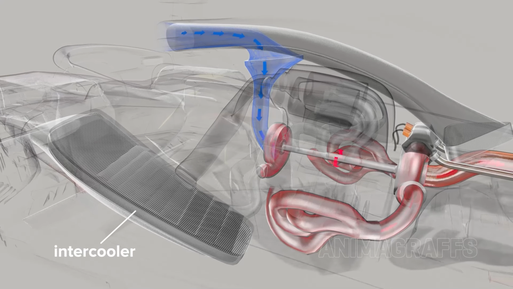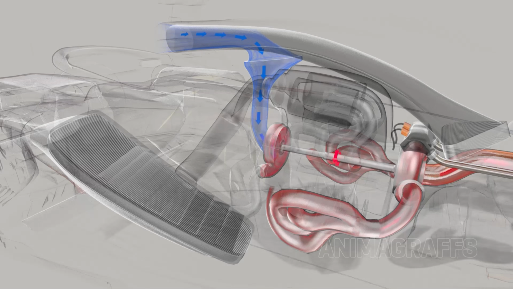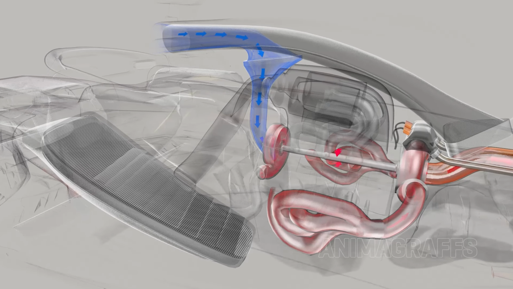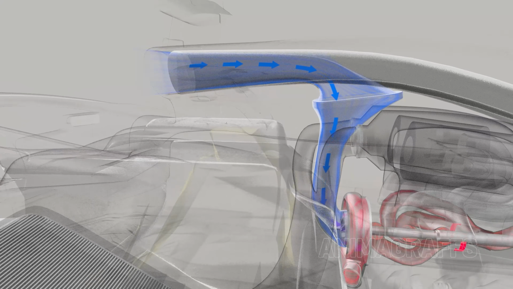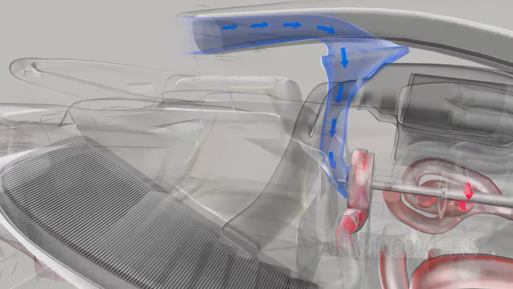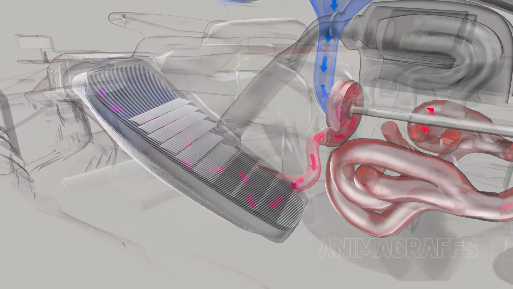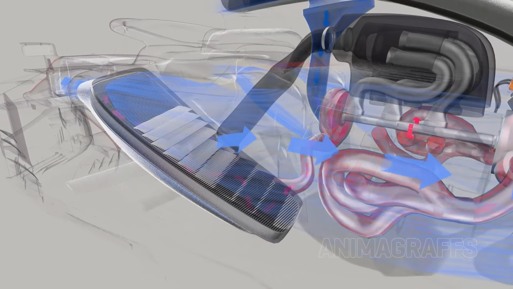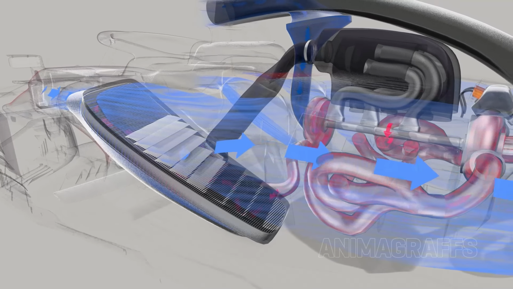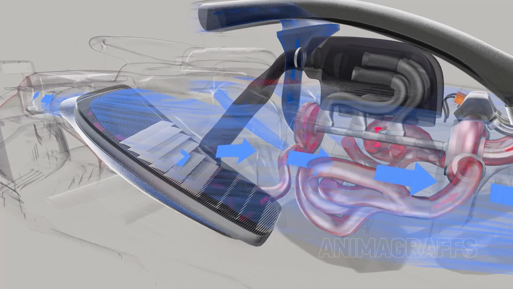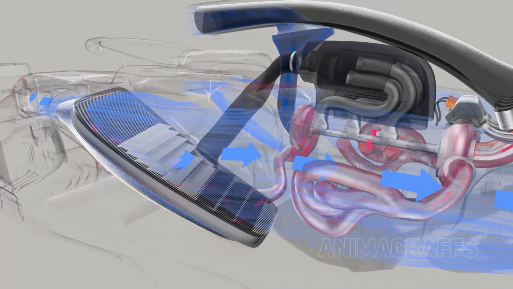The path of incoming air looks like this. The compressor draws air in through an intake duct mounted in the roll hoop above and behind the driver's head. Hot air leaves the compressor towards the intercooler. Side pod air rushes by the intercooler's tubes and fins, cooling the compressor air inside.